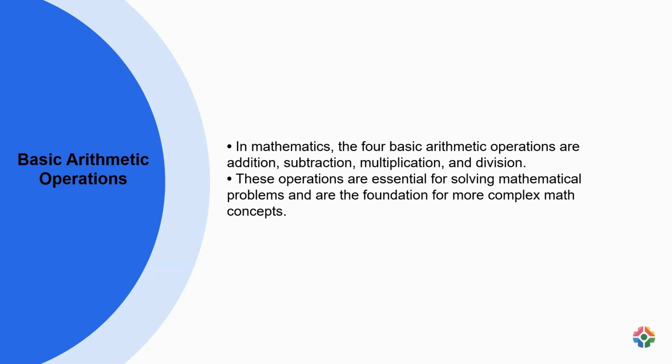Division is the opposite of multiplication. It involves splitting a number into equal groups. For instance, if you have 12 cookies and want to share them equally among 4 friends, you would divide 12 by 4 to find that each friend gets 3 cookies.